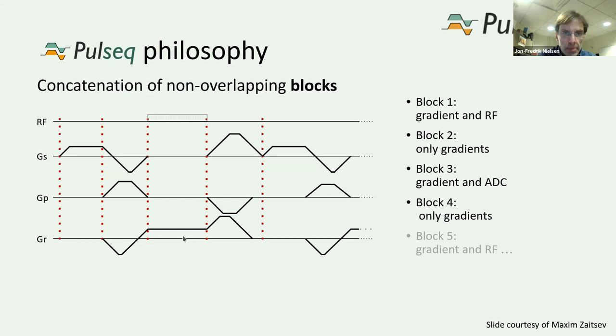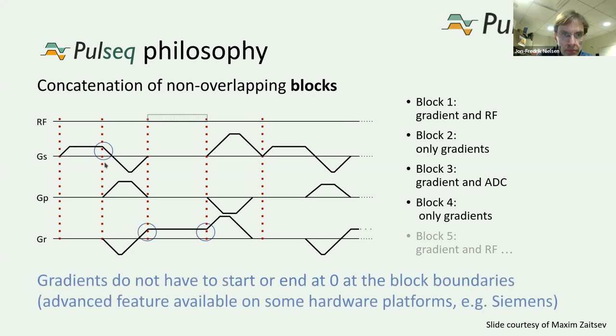In this particular example, each block contains waveforms that do not need to end at zero. That's a relatively recent feature in the Pulseq format itself that TAPI at the moment does not support, but for the purposes of illustration, this is the basic idea. As I said, they don't have to start at zero.